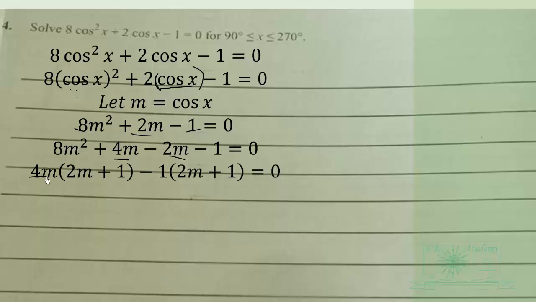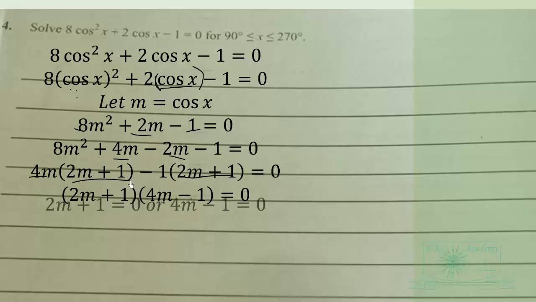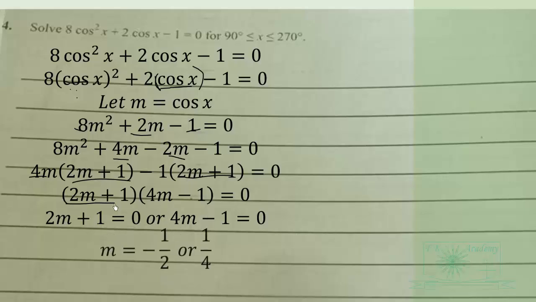Then we are obtaining 2m plus 1 minus 2m plus 1 times 1. So we factor the 2m plus 1 again because it's common to both terms. So we have 2m plus 1 into 4m minus 1 equals 0. So either of the factors must be equal to 0. So we have m equal to negative 1 over 2 or 1 over 4.